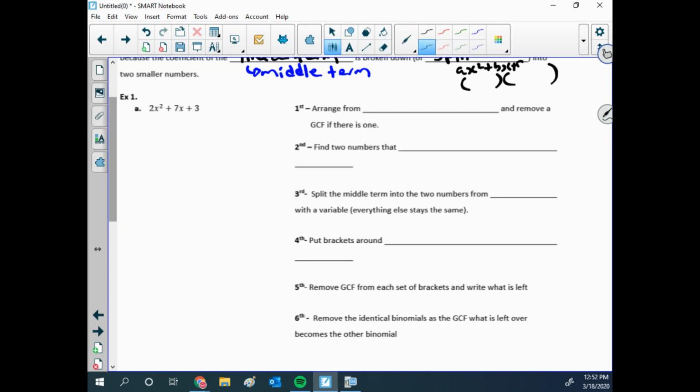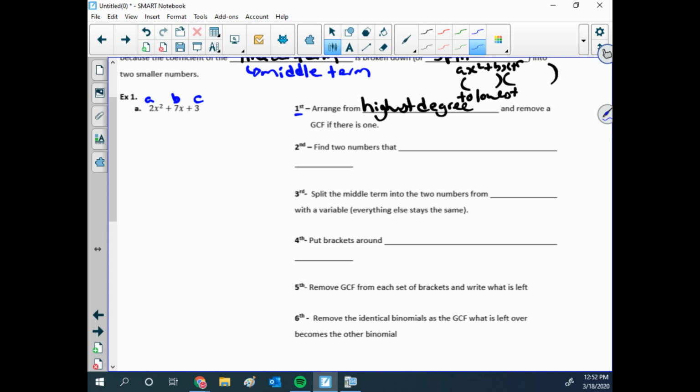The first one is arrange that trinomial, if it's not already, from the highest degree to the lowest. And so we have an x squared, x, and then a constant. That's good. That's from the highest degree to the lowest. And the reason we want that is because I need to be able to say this is A, this is B, and this is C. Those designations are important. A goes on the highest degree, B is the linear coefficient or the middle term, and C is your constant. And we'll show why that's important here in a second.